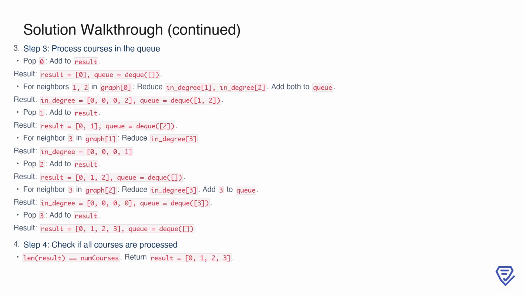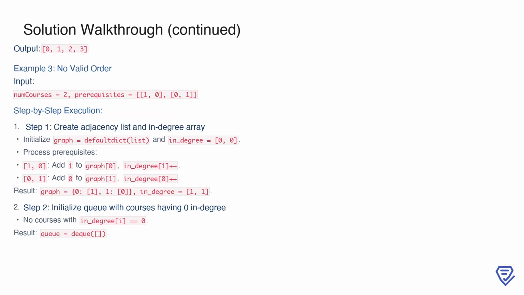At this point, the queue is empty, and the result list contains 0, 1, 2, 3. Since the result length matches the number of courses, we confirm that all courses can be completed in this order. The output for this example is 0, 1, 2, 3, which represents a valid order for completing the courses. However, not all inputs guarantee a valid course order.